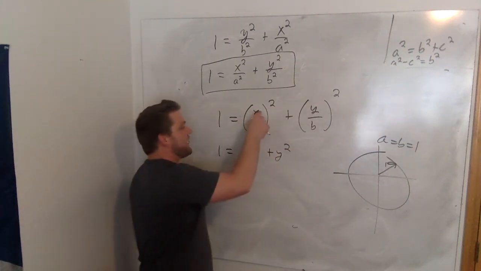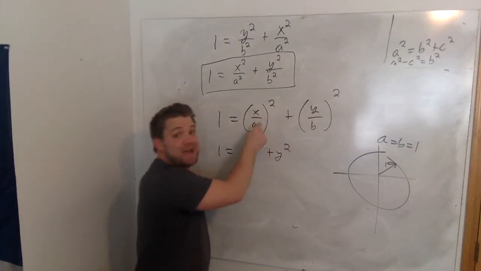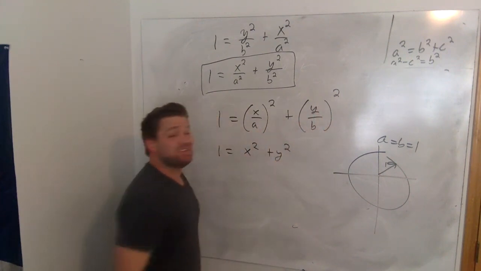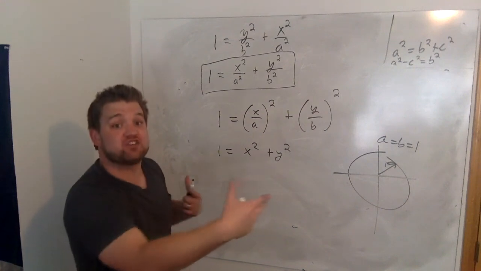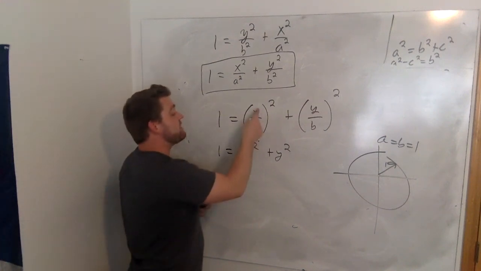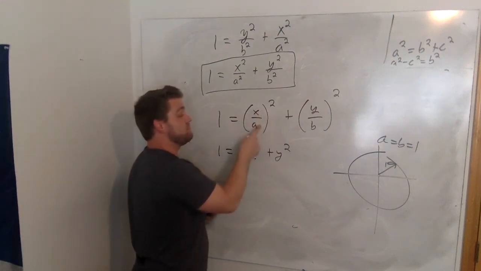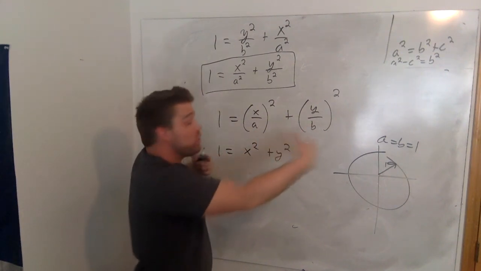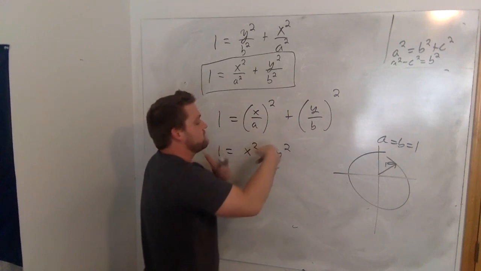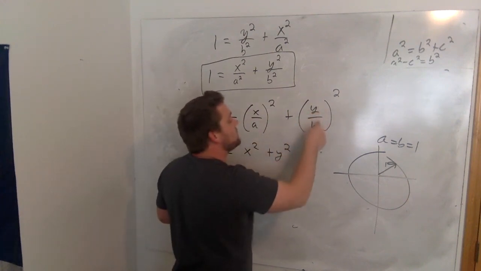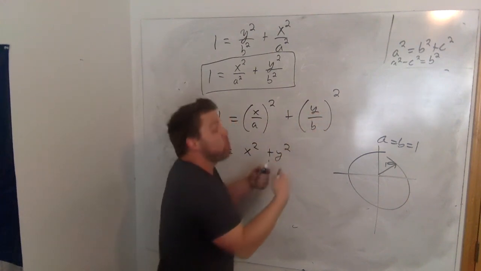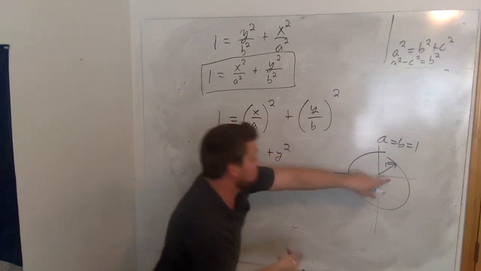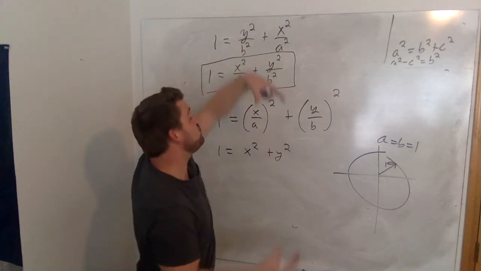But when I take this x value and divide it by a, or I take this y value and divide it by b, what that's going to do is stretch. Thinking in terms of transformations, if I take this x value and divide it by a, that's going to stretch the circle in the x direction. Here, this y, when I'm dividing it by b, is going to stretch the unit circle, the circle of radius 1, in the y direction.